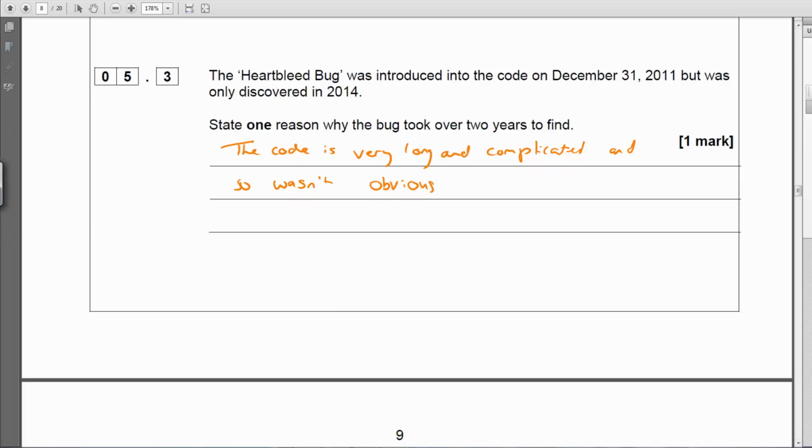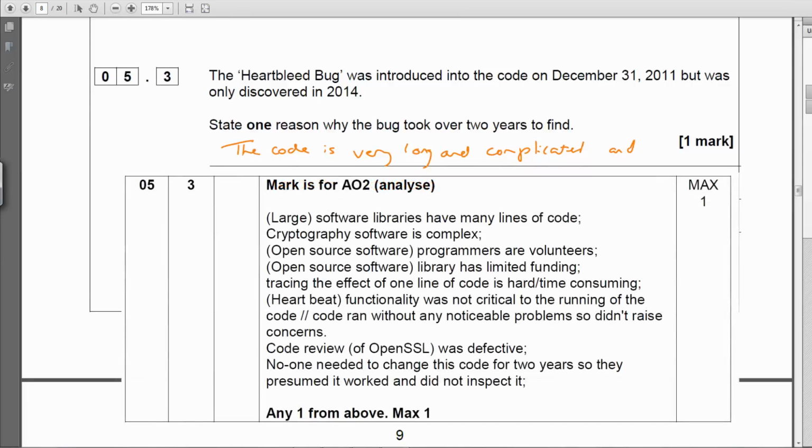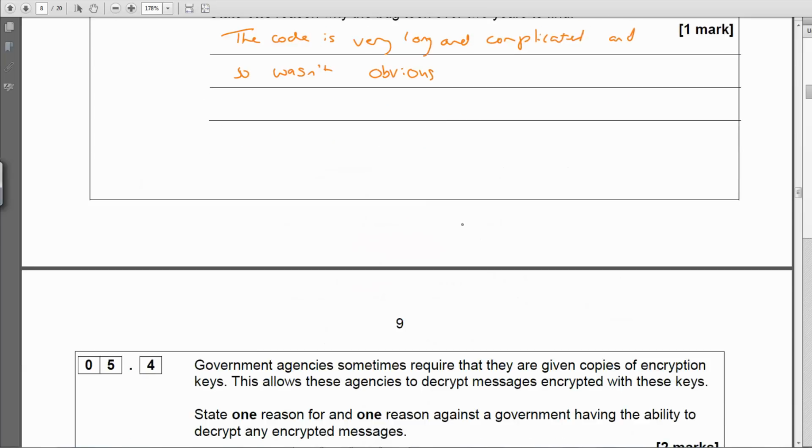Writing that, I've actually thought of maybe a better answer. It might be better to say that it didn't have an effect. It wasn't causing the software not to work. It was just a bug that didn't really affect the running, so no one noticed it because it wasn't affecting the overall running of the software. But I'm not going to write that because it's only 1 mark.